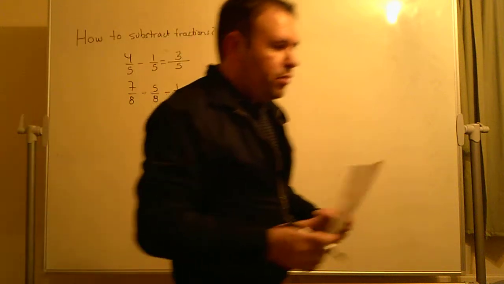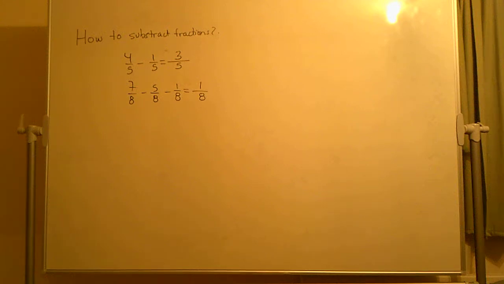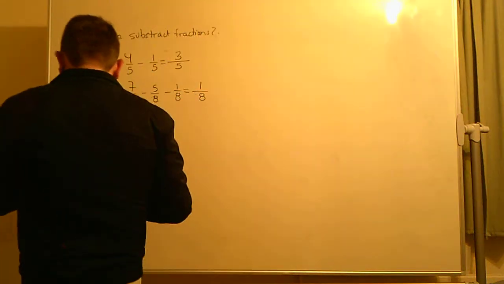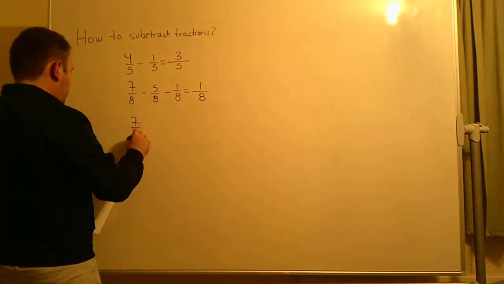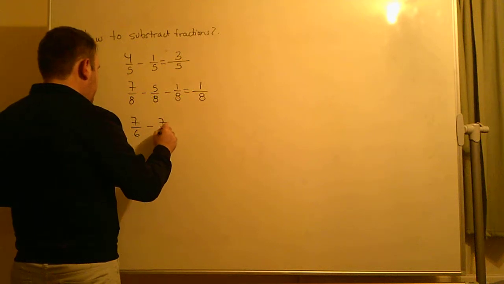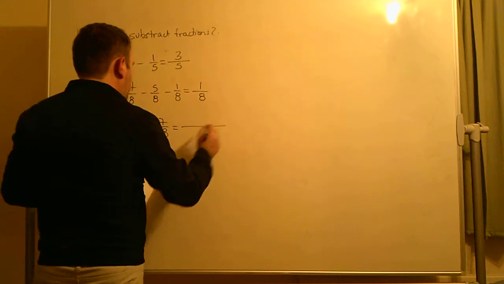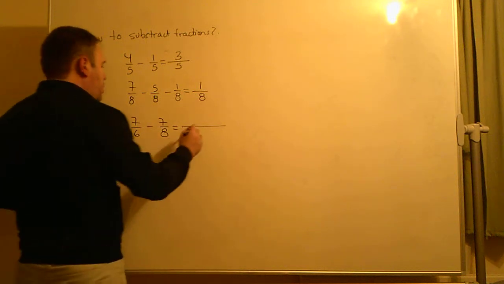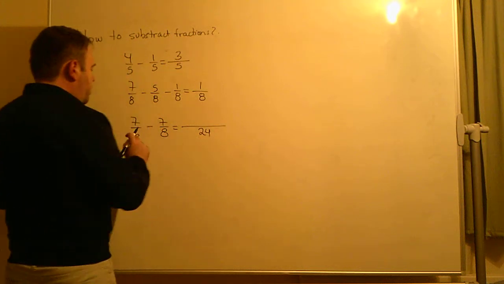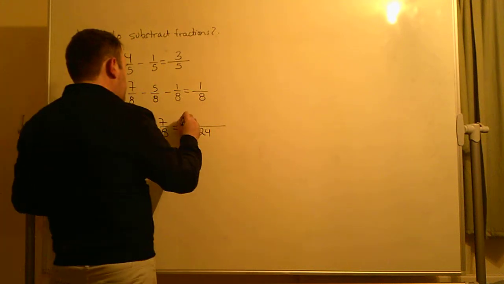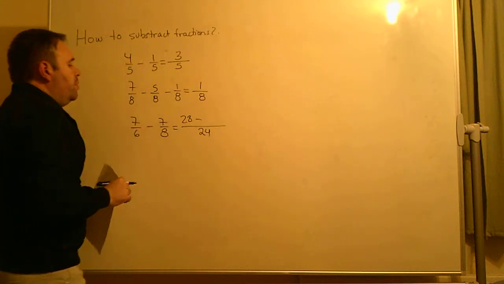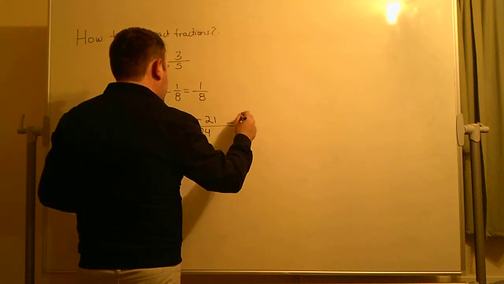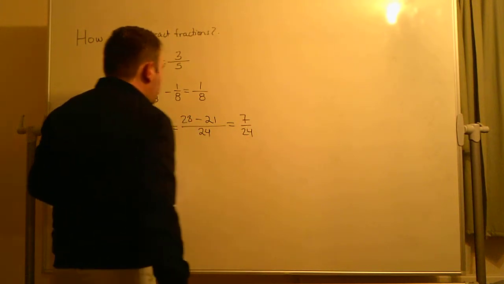Okay, let me give more examples. For instance, 7/6 minus 7/8. In this case, we would need a least common multiple, which you know how to calculate. We know that it will be 24. 24 divided by 6 is 4, times 7 is 28, minus 24 divided by 8 is 3, times 7, 21. And then this will be 7/24.